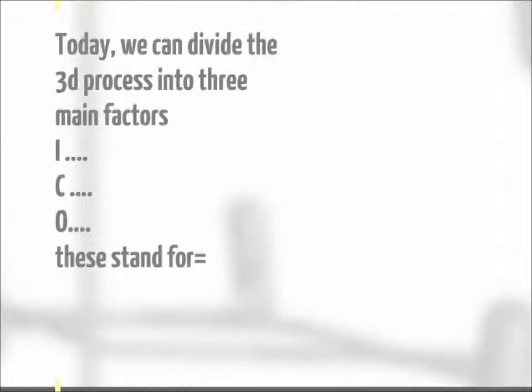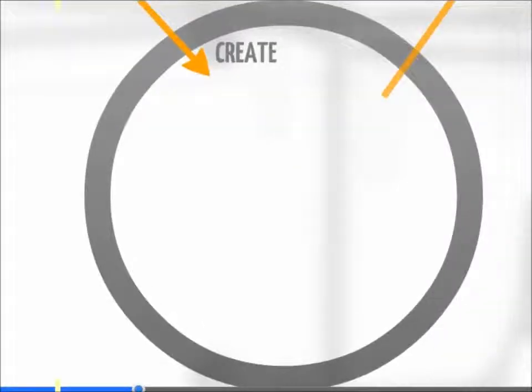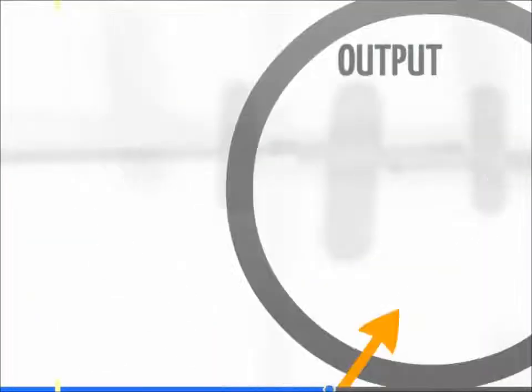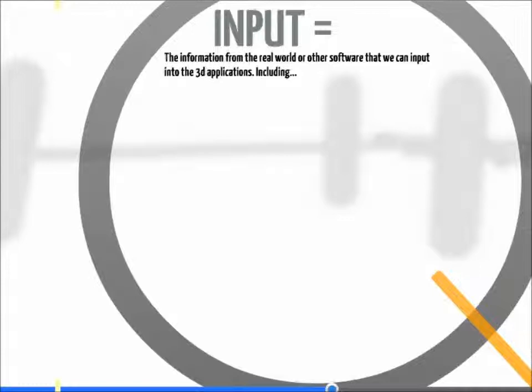I've divided the 3D process into three main factors. ICO, these stand for input, create, and output. So input: the information from the real world or other software that we can input into 3D applications. For example, CAD models. We can input CAD models into 3D applications.